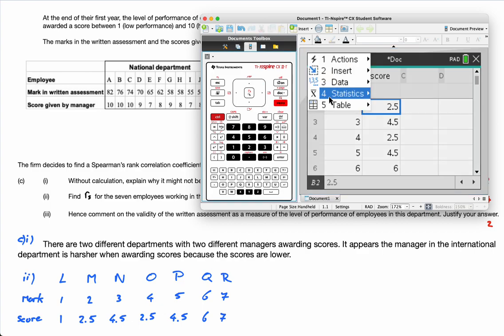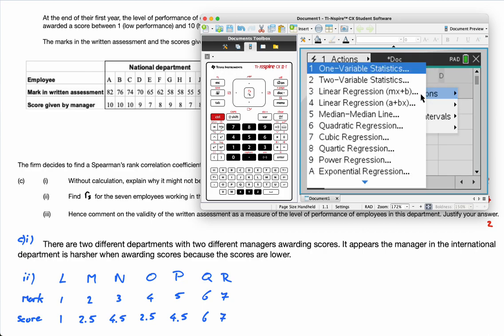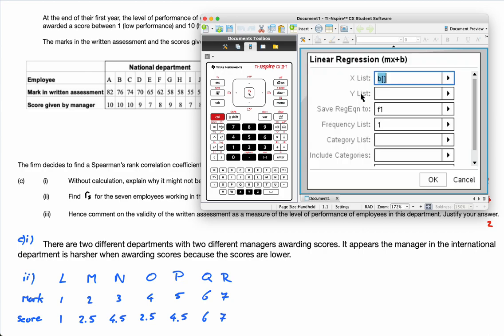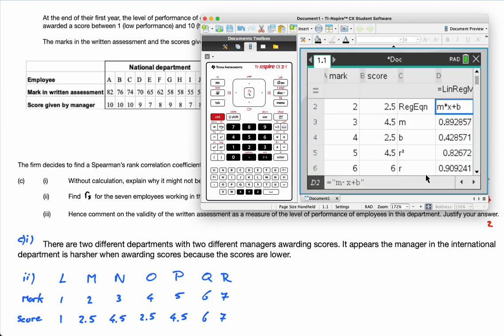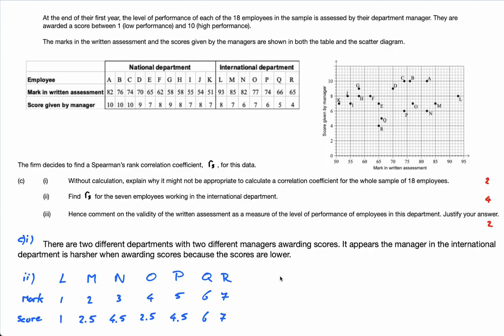So anyway, we do menu, statistics, stat calculations, linear regression. The X list is mark, the Y list is score. And we can do all this. This is fine. Save it to C. Press OK, and we get R is equal to 0.909241. Or RS is equal to 0.909241. Or 0.909. Okay, that is part 2.